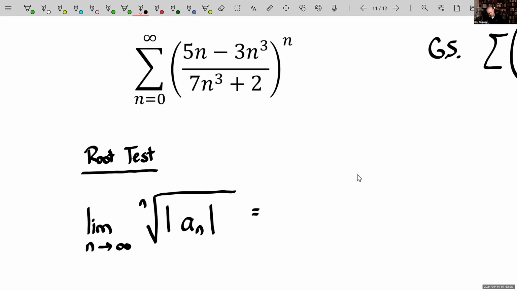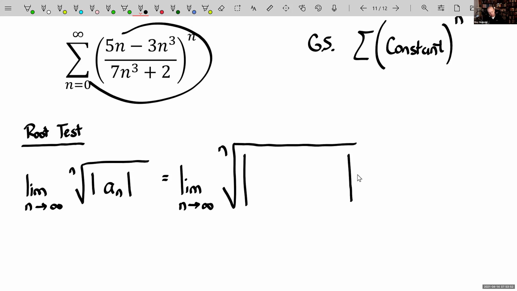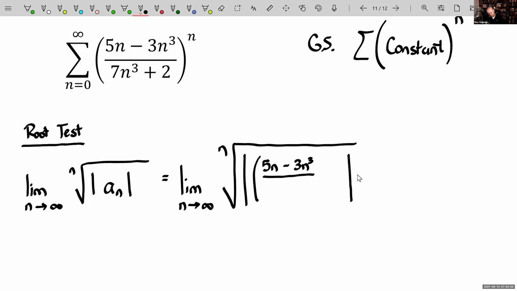So here we go. That's the limit as n tends to infinity of the nth root. I'm making this bigger because we have this mess going on here. Absolute value of our sequence term right there. So let me plug that in. Say 5n minus 3n cubed over 7n cubed plus 2, and that is being raised to the nth power.